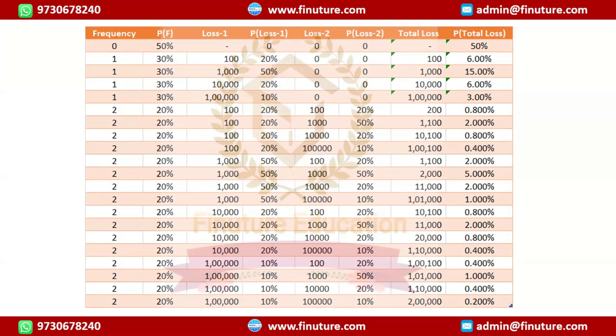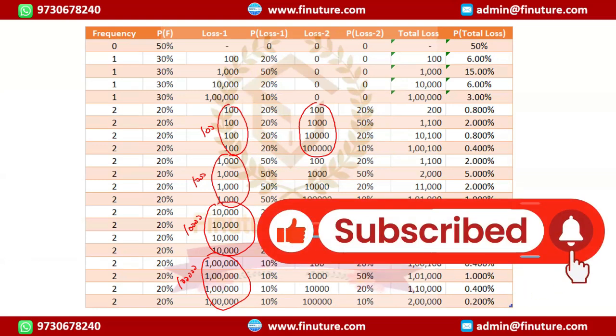This is fixed across. Now what we are doing, we are freezing the initial loss at 100 and varying loss 2. Likewise, we freeze at 100, at 1,000, at 10,000, and at 100,000, and we are varying loss 2 and calculating the probabilities. So this is the entire probability distribution of the given frequency and severity distribution.